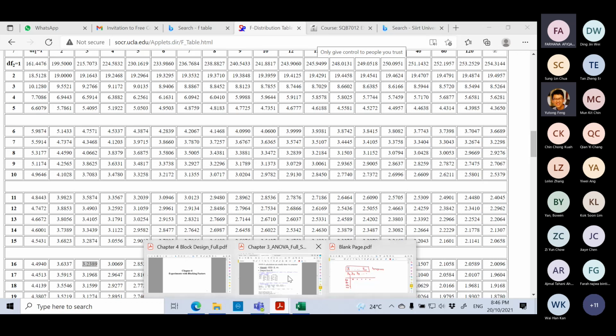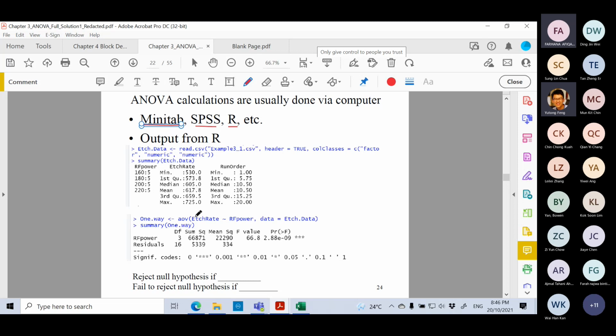I just run the one-way Anova. This one is a one-way, and I just use the name one-way Anova. This one is your Y, and this one is your treatment. Then you specify where your data set comes from. Then they already produce the Anova table for you.